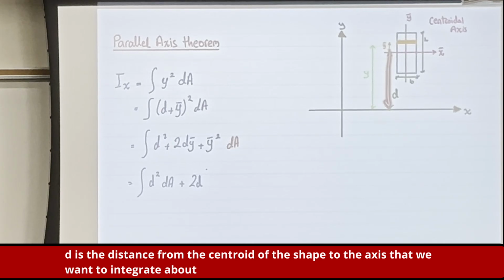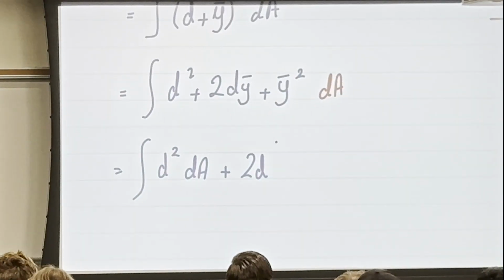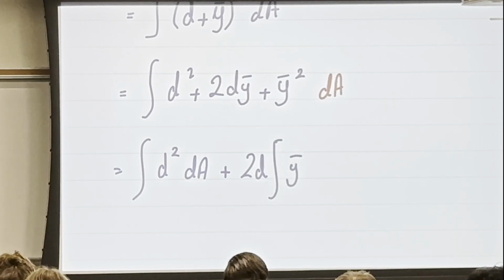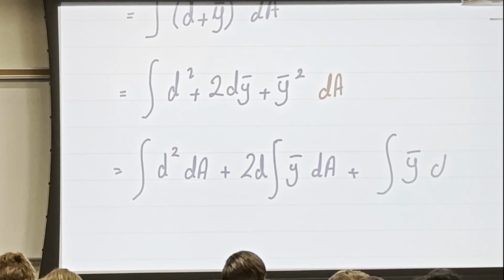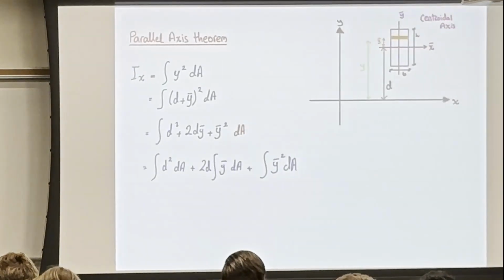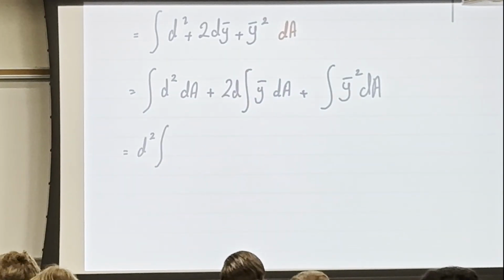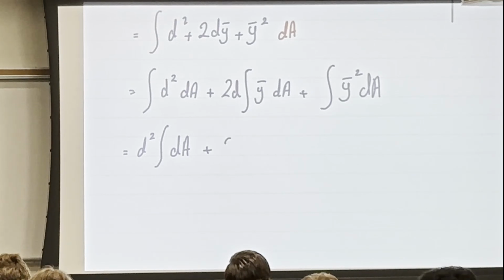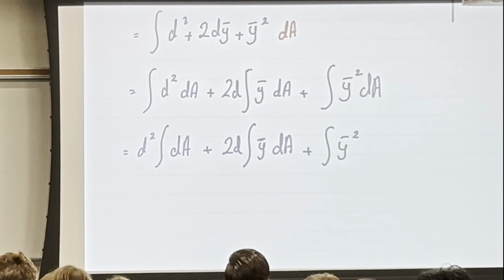which is this d. So this d is how far the centroid of the shape is relative to the axis. And then this is constant. And then I have 2d integration y bar dA, plus lastly integration y bar squared dA. Let me put it in a way that you can tell me what each one is. Okay? 2d, I just put the d out because d is a constant, plus integration y bar squared dA.